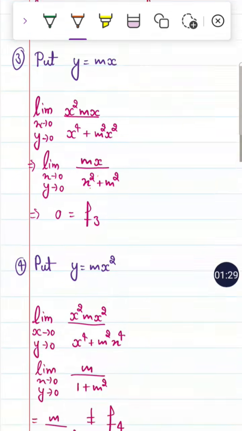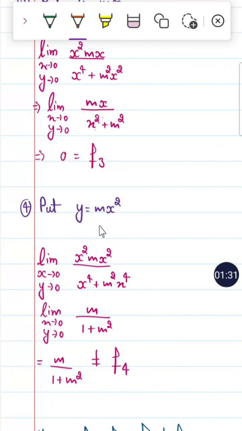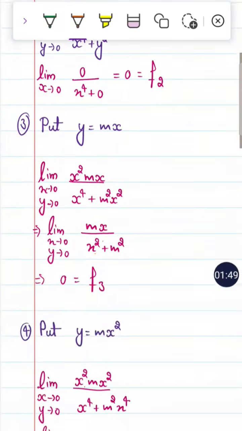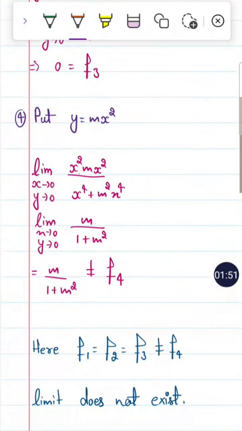Now for the quadratic type, y equals mx square, this is the parabola side. So we will take this type. Now we put this curve, and this will become m upon 1 plus m square after taking the limit, which is not equal to 0. So all the limits f1, f2, f3 are 0, but f4 is not equal to 0.